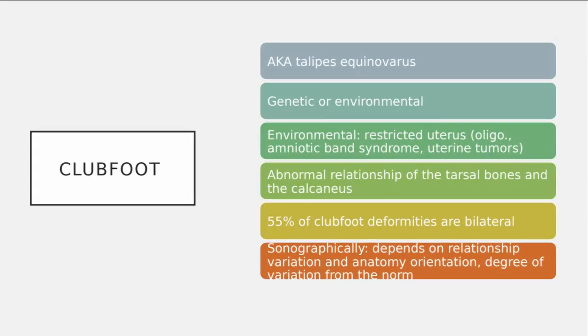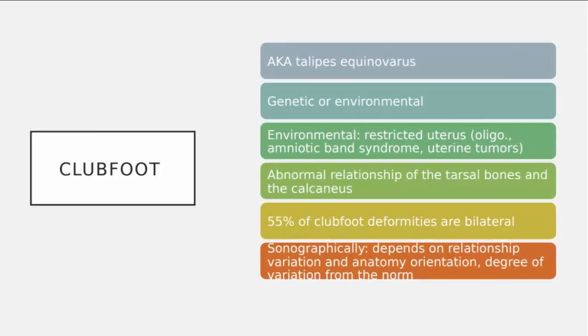Amniotic band syndrome, where a portion of that amnion comes loose and is now free floating in the amniotic fluid and can very easily wrap right around the baby's body parts. Or if the mom has a uterine tumor, a fibroid of some sort, that can all kind of cause these restrictions that create this abnormal relationship of the foot to the rest of the ankle and the calf. 55% of clubfoot deformities are bilateral, so that's going to mean that most cases are going to be genetic. Usually if we have an environmental case of clubfoot, we're only going to see that on one side.